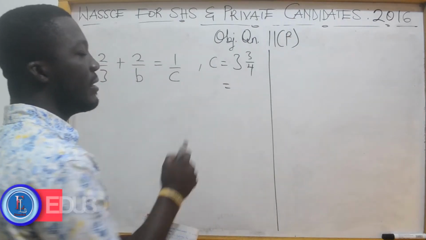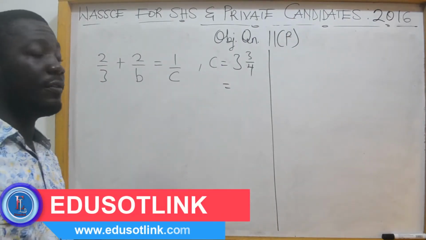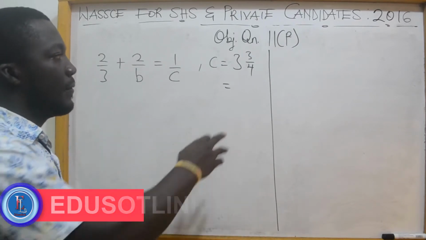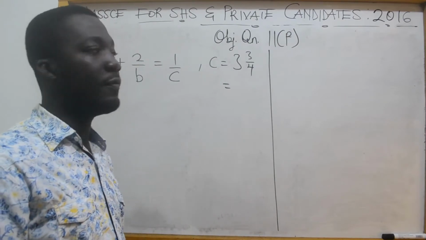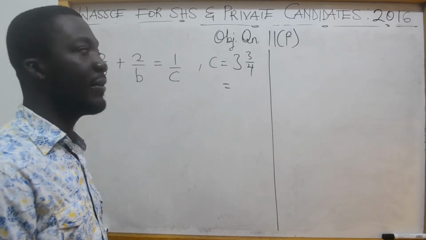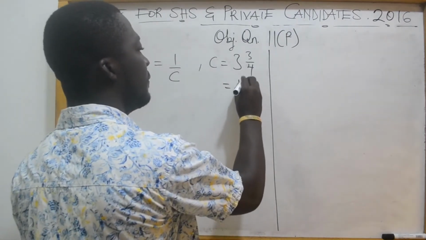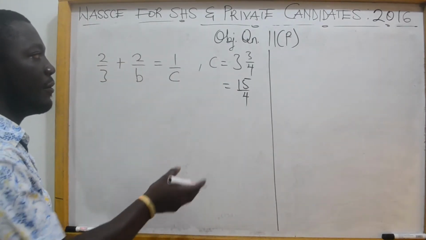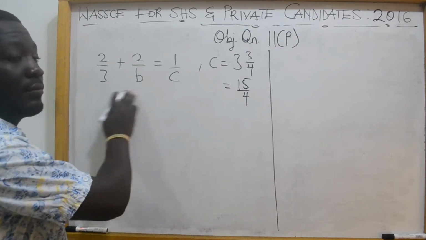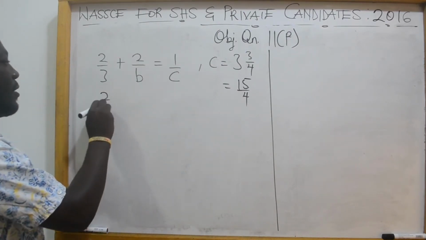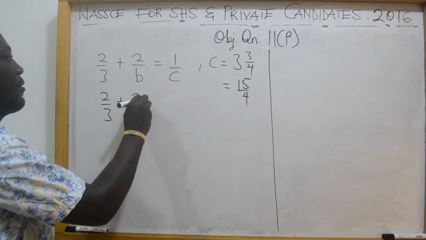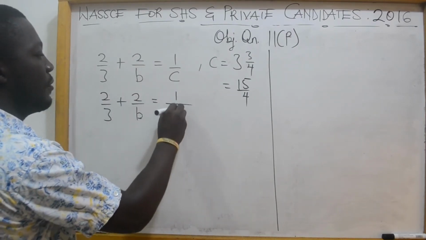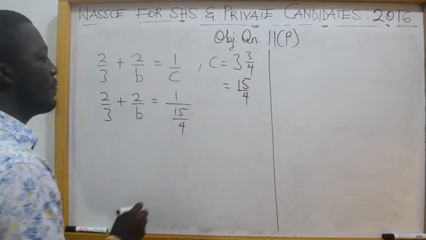So let's try to convert the value for C, which is a mixed fraction, to an improper fraction. 4 times 3 is 12. 12 plus 3 is 15. So 15 out of 4. Well, we are going to substitute the value of C, which is 15 out of 4, into the equation. So 2 out of 3 plus 2 over B should be equal to 1 out of 15 over 4.